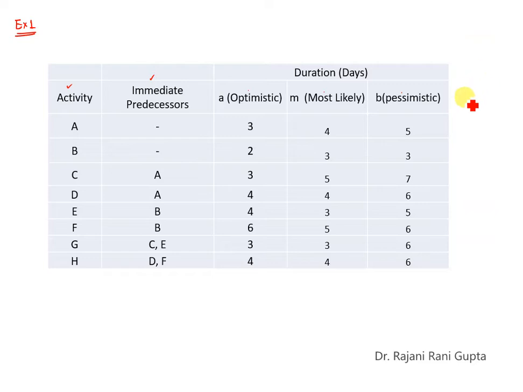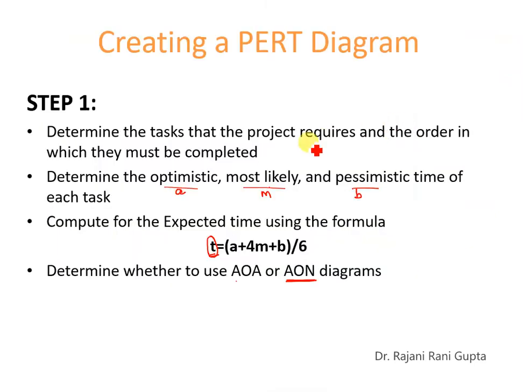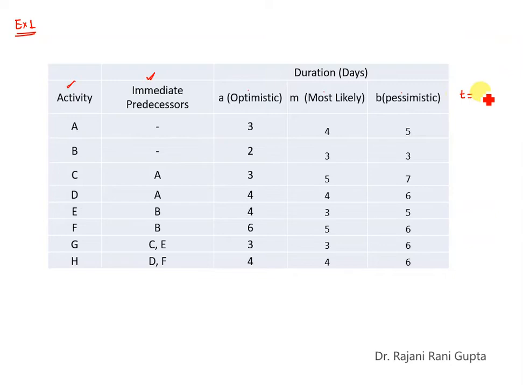So to draw the network diagram, we just need the first two columns, this one and this one. But to find the total project completion time, we need one duration of each activity. Now there are three durations. So instead of using any one of them randomly, we calculate the duration for each activity by using this formula. Okay, so we will use the formula A plus 4m plus B divided by 6.